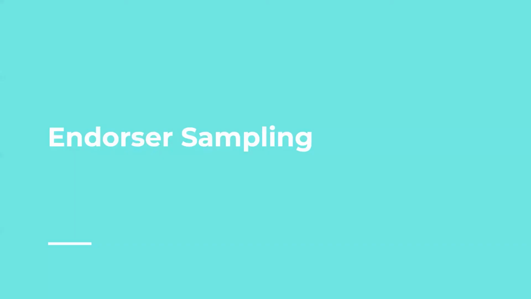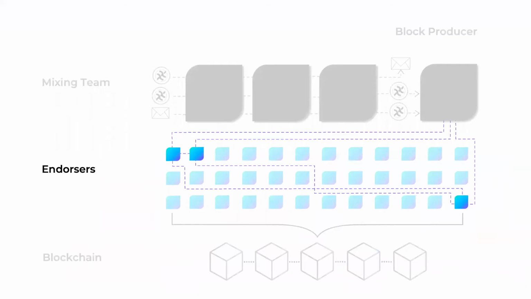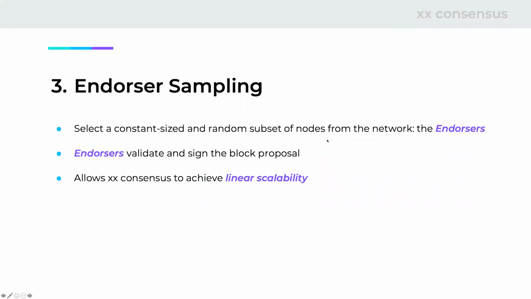Okay. So what is endorser sampling? It's our key approach, and we want to really explain it well. So you can see again the diagram of the XX network, and here we can see endorsers are at the very core of our system. As you can see, some of these nodes are highlighted, and these are actually the endorsers which have been selected from the network. Now, this is exactly what endorser sampling is.